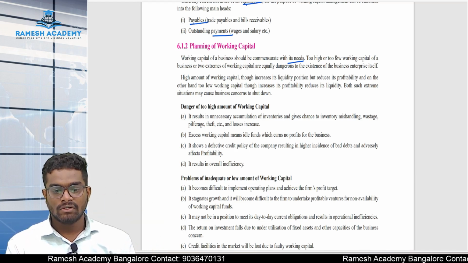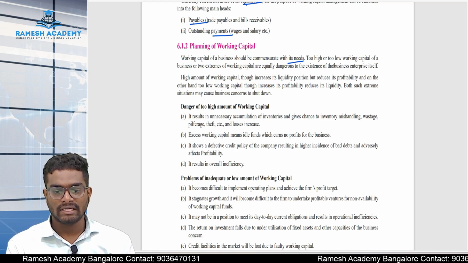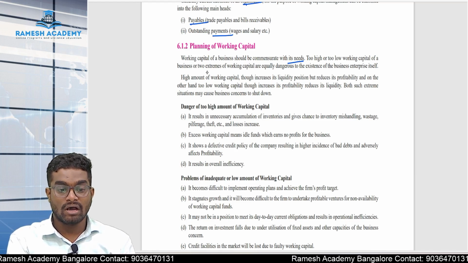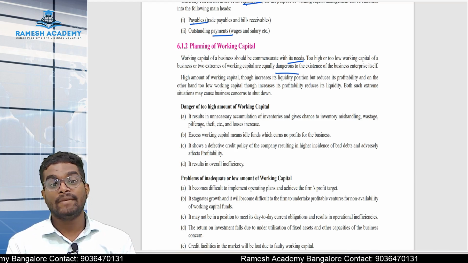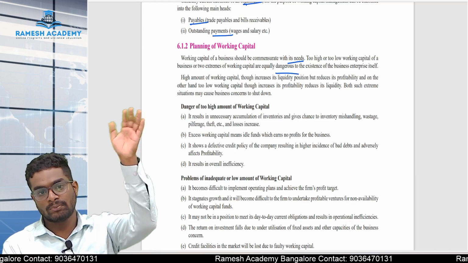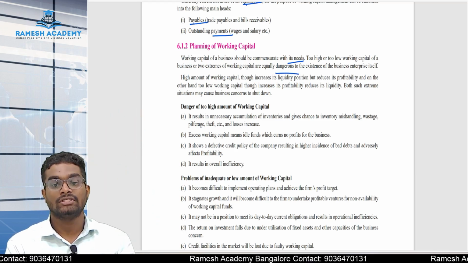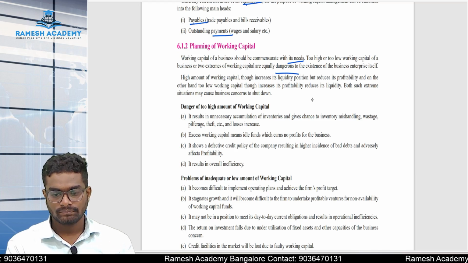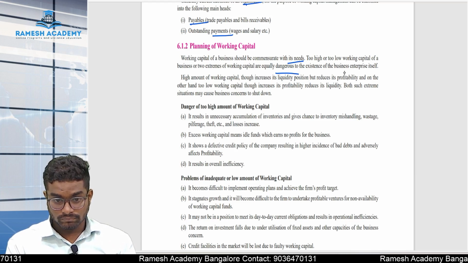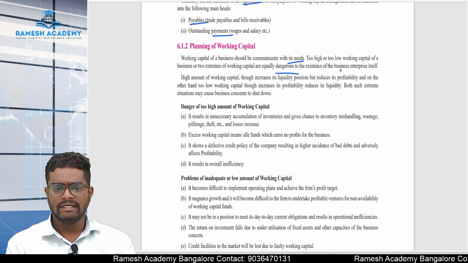Okay. Too high or too low a working capital of a business, or too extreme a working capital, are equally dangerous. Maintaining too much working capital is also a problem. Maintaining low working capital is also a problem. Both are equally dangerous to the existence of the business enterprise itself.